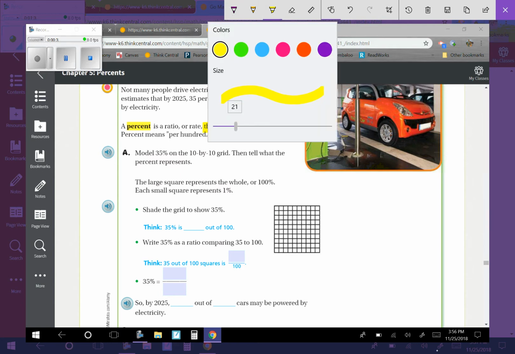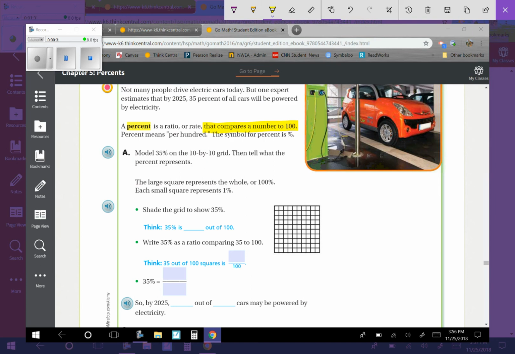So if we shade it to show 35, we would do 10, 20, 30, 1, 2, 3, 4, 5. So that would be 35%, because I shaded 35 out of the 100 little squares.